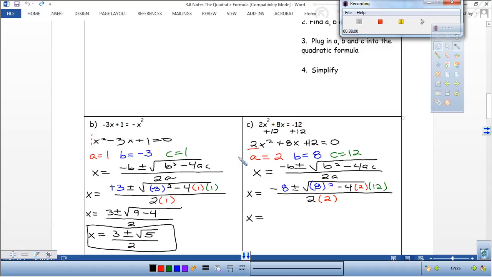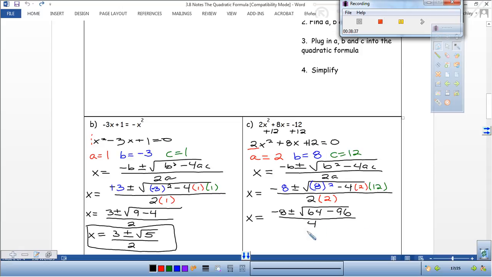Okay, now let's simplify everything. X equals -8 plus or minus the square root. 8 squared is 64. 4 times 2 is 8. 8 times 12 is 96. And it's a negative, because a negative times a positive is a negative. Okay? You guys need to check this work right here. Make sure you have a negative when you need a negative and a positive when you need a positive. That's going to be a common mistake, is you're going to have the wrong sign. Okay? And it changes everything.